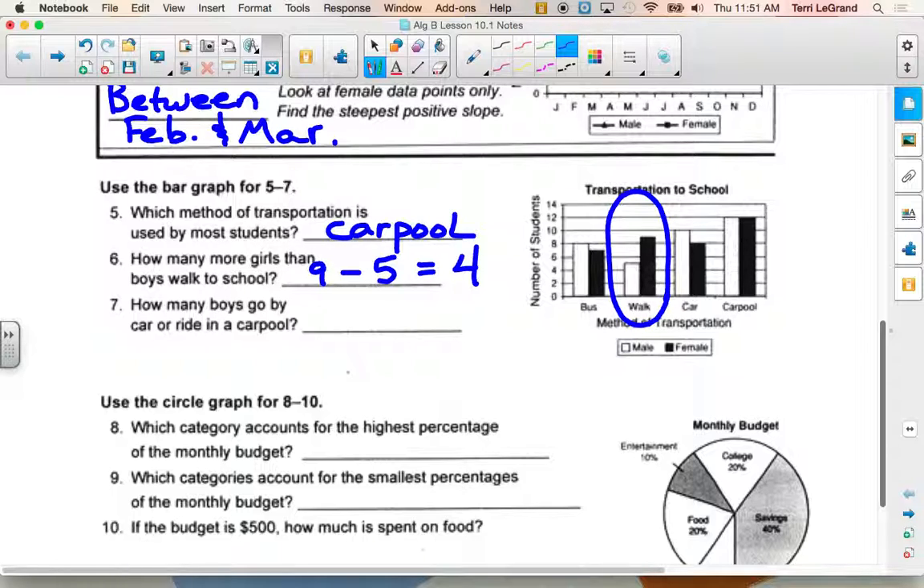Okay, how many boys go by car or ride in a carpool? You have to add the carpool and the car together for the boys. How many boys, just boys, go by car or ride in a carpool, and you have to add them together? Okay, so how many boys go by car? 10, the white bars. And how many go in a carpool? 12. So altogether there are 22 boys who ride by car or carpool. Okay. So any questions about that one?